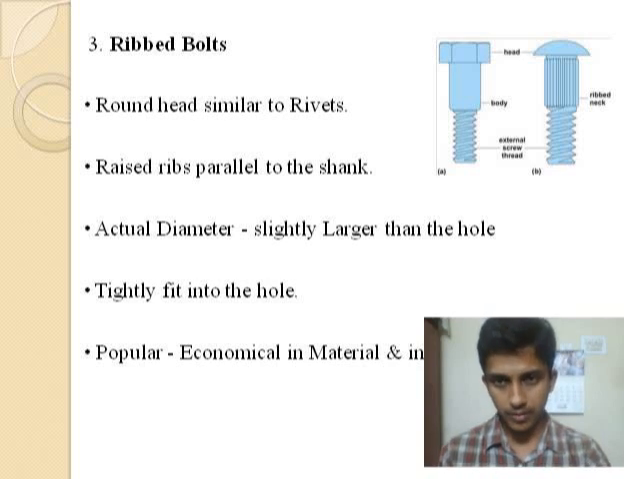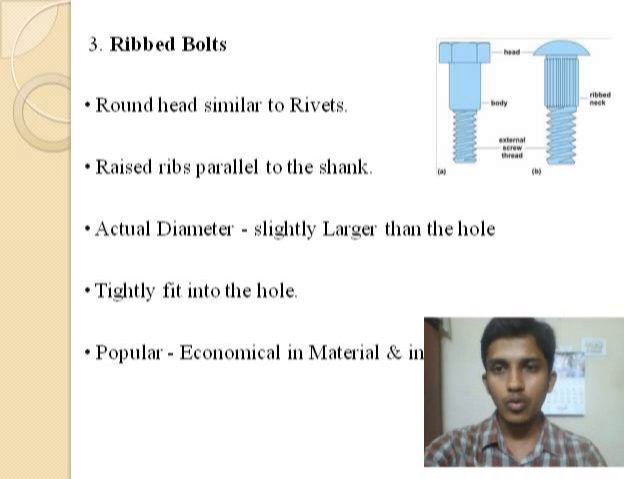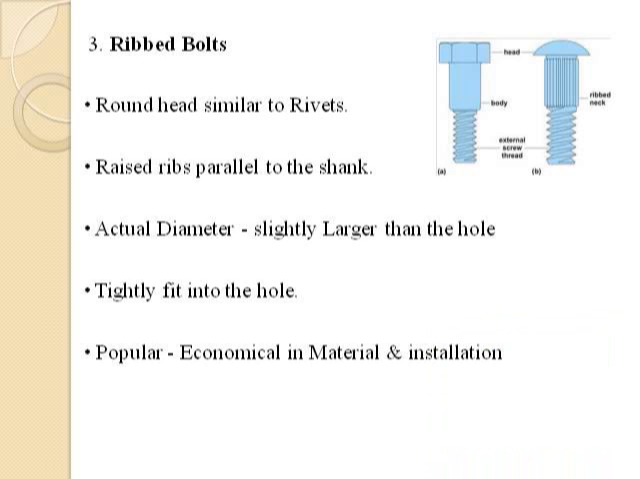Next we have rib bolts. These may be hexagonal or round. Usually we have round heads like rivets, with a raised rib parallel to the shank. The actual diameter is slightly larger than the hole, so it will fit the hole tightly, and it is economical in material and installation.